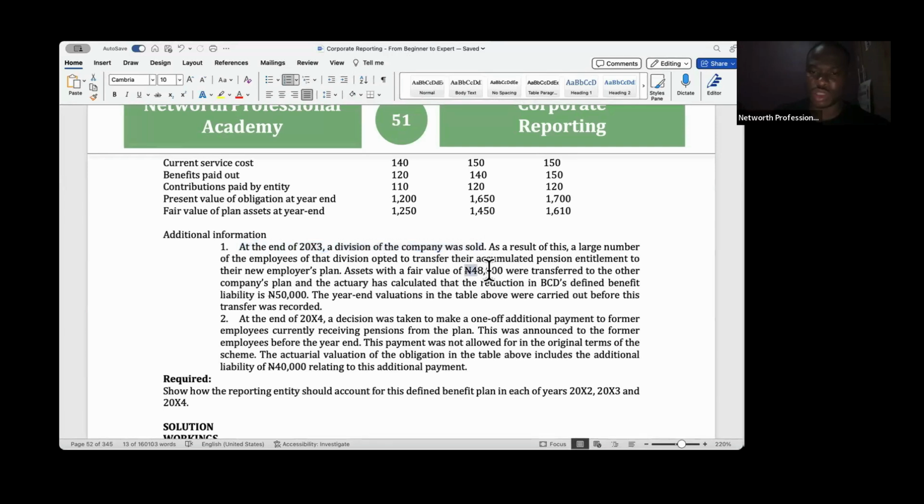So what do we do with these 48 and 50? What do we do with this 48,050 now? What do we do with the 48,050? The question.